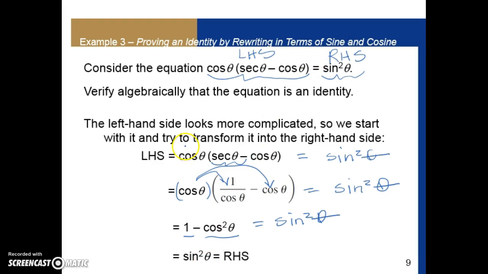So see what we did? We totally just worked on the left-hand side of what was going on up here until we used good algebra and good trigonometry, substituting our identities, until we proved that this does indeed equal the sine squared of theta. It equals that right-hand side.